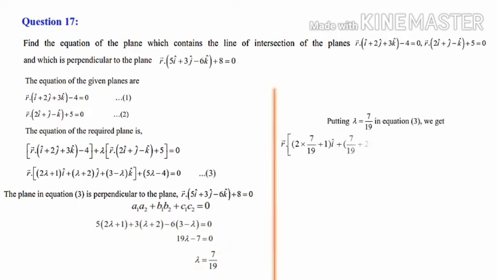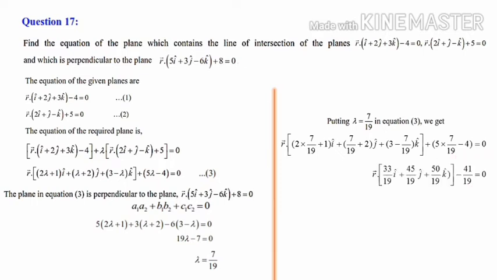Let's substitute this in equation number 3. Equation number 3 is here. Vector r dot (2 into lambda value, 7 by 19, plus 1) into i cap plus (lambda value 7 by 19 plus 2) into j cap. Then again (3 minus lambda value, 7 by 19) into k cap, plus 5 into lambda value, that is 7 by 19, minus 4 is equal to 0.